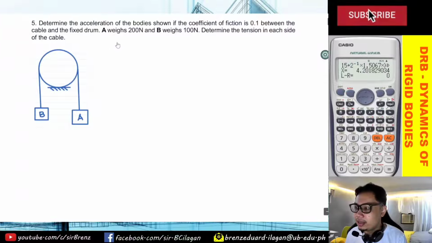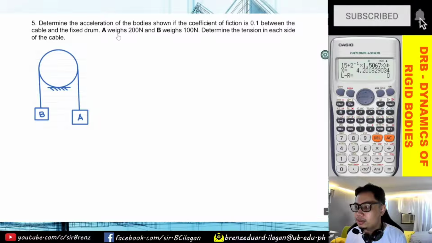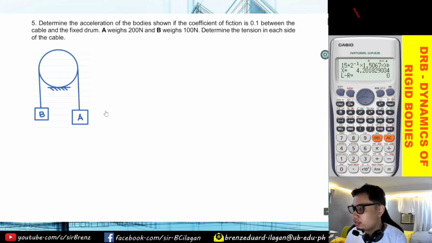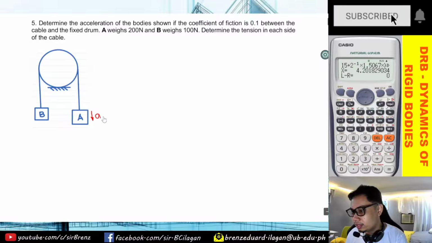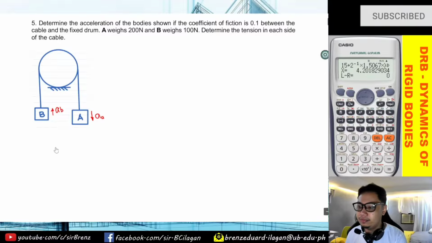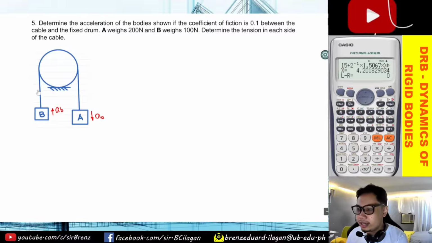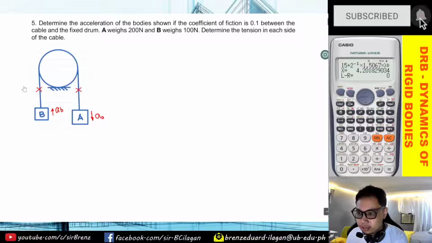So, yung weight kasi ng block A is 200 Newton. And block B weighs 100 Newton, meaning block A is heavier compared to block B. So, the tendency is yung acceleration ni block A is going in this direction. So, acceleration ni block A and yung acceleration ni block B is going upward. Okay? So, kung gagawa ng free body diagram, puputulin natin yan. Okay? So, this will be the tension in block B and this is the tension of block A.